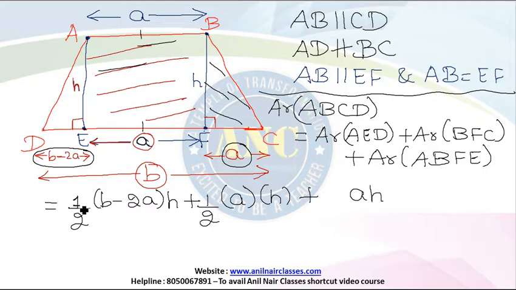But because I have 1 by 2 in the first two terms, here also I will multiply by 1 by 2. If I multiply by 1 by 2, I should multiply the numerator also by 2. That means it is half of 2AH.